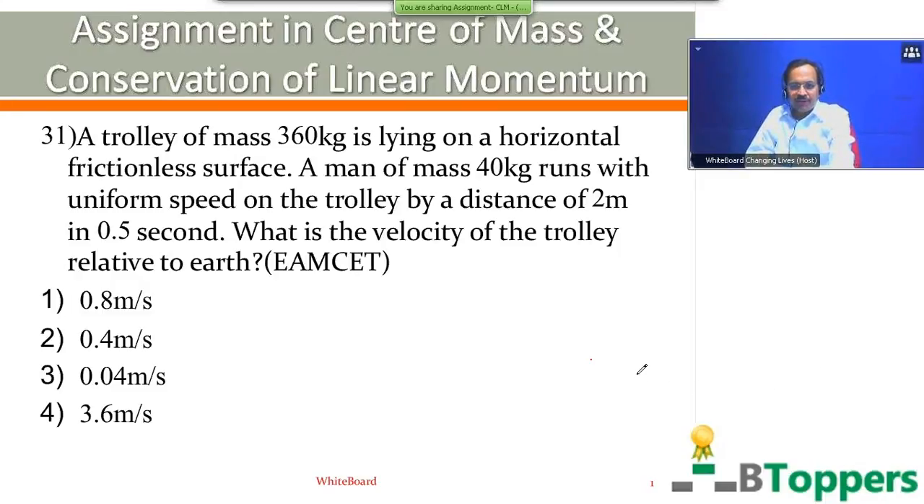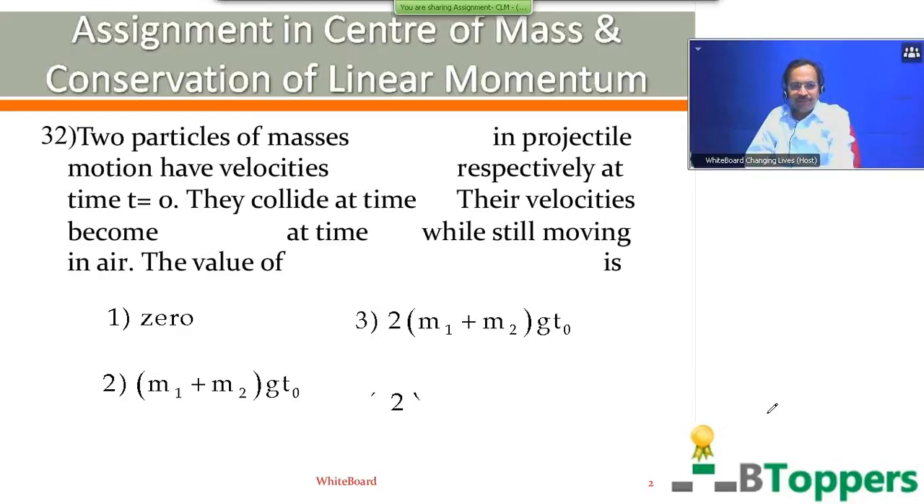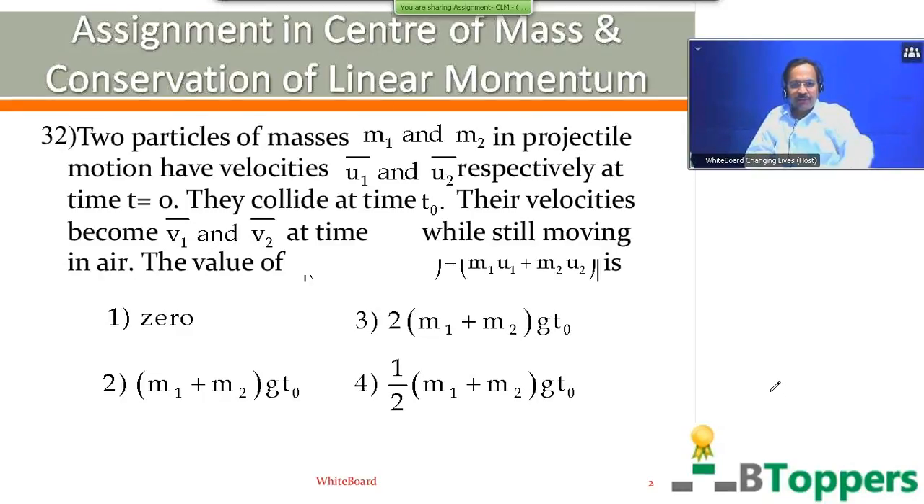Next, I am going to discuss the next question. That is question number 32. Look at the question number 32 on the screen. Two particles of masses m1 and m2 in projectile motion have velocities u1 bar and u2 bar respectively at time t equal to 0. They collide at time t naught. Their velocities become v1 bar and v2 bar at time t naught, at time 2t naught, while still moving in air.